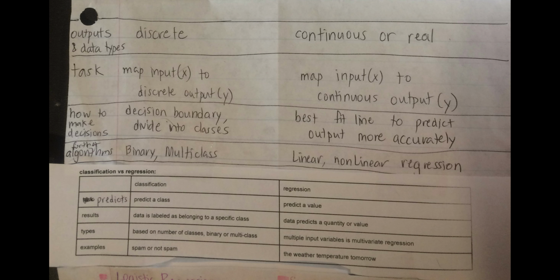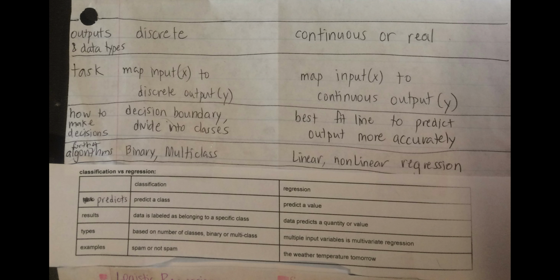What types for each? Classification, it's based on the number of classes and it can be binary or multiclass. And for regression, it could be multiple input variables, which are called multivariate regression. So for classification, you can only have a discrete number of classes. And in regression, you can have more than one input at a time.